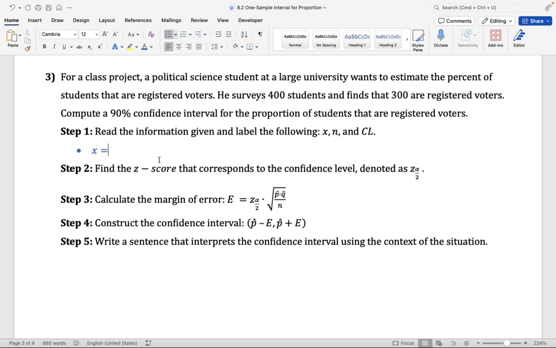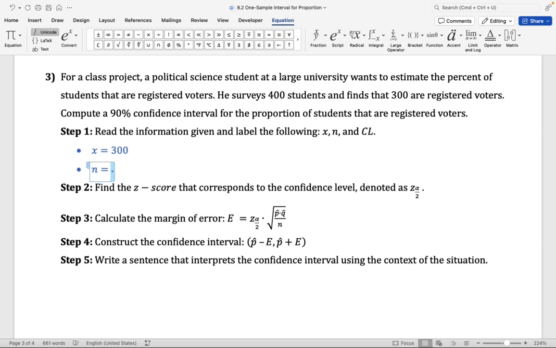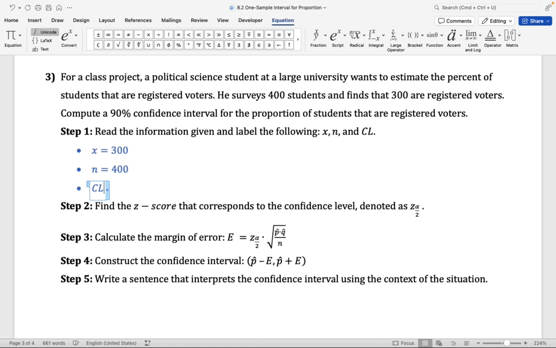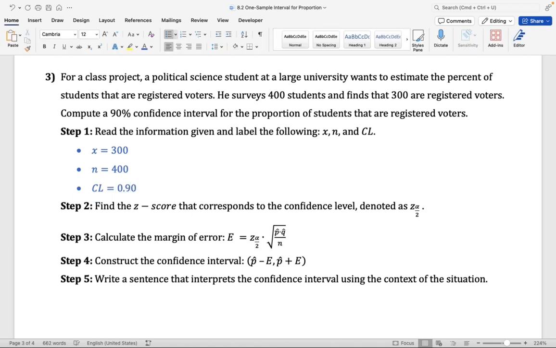In this case, X is the number of students who said, yes, I am registered to vote. We have 300 students who said they were registered to vote. Now, we also have the value of N. N is the sample size. We have 400 people for this sample. Notice it says 400 students were surveyed. Now, our confidence level, CL, is equal to 0.90. So that's all the information that is given to us.